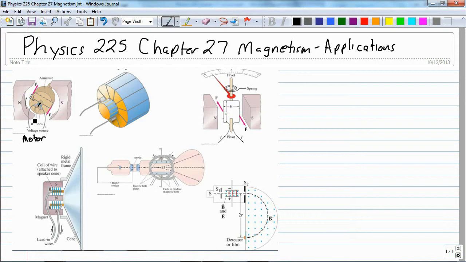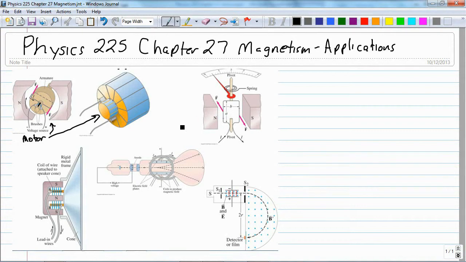So a motor is just a very sophisticated current loop. Many times they'll make multiple coils, and those multiple coils then will have the currents changing. It gives you more torque, more power.